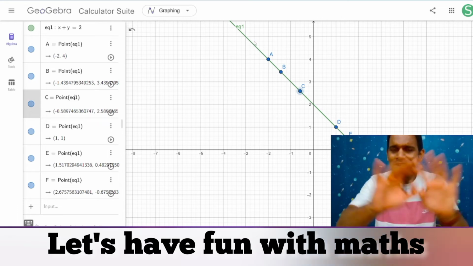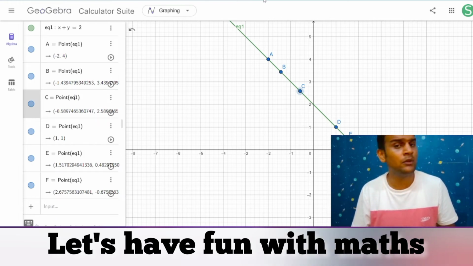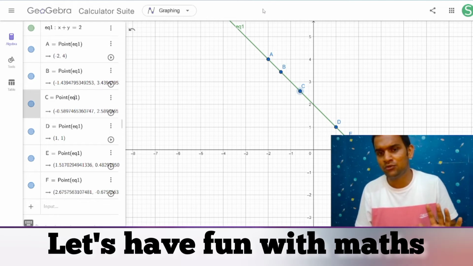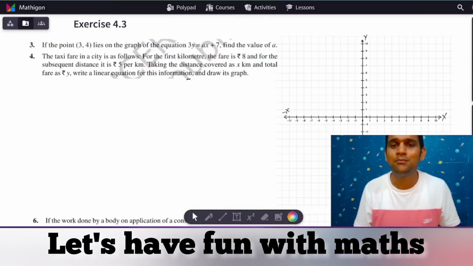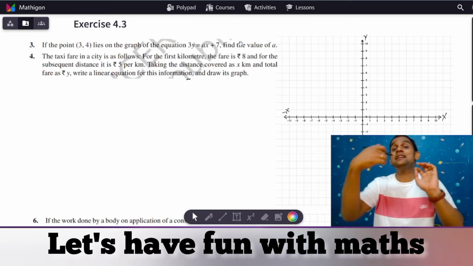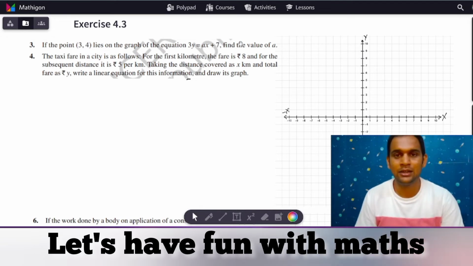Yes. So these are the basic things in this particular chapter, linear equations in 2 variables. We don't have to go for any other type of solution. We just have to focus on the graphical solution at the level of class 9. Now, we will take a few examples of exercise 4.3. We will try to make equations from word problems and then plot their graphs. Okay. Are you guys ready?